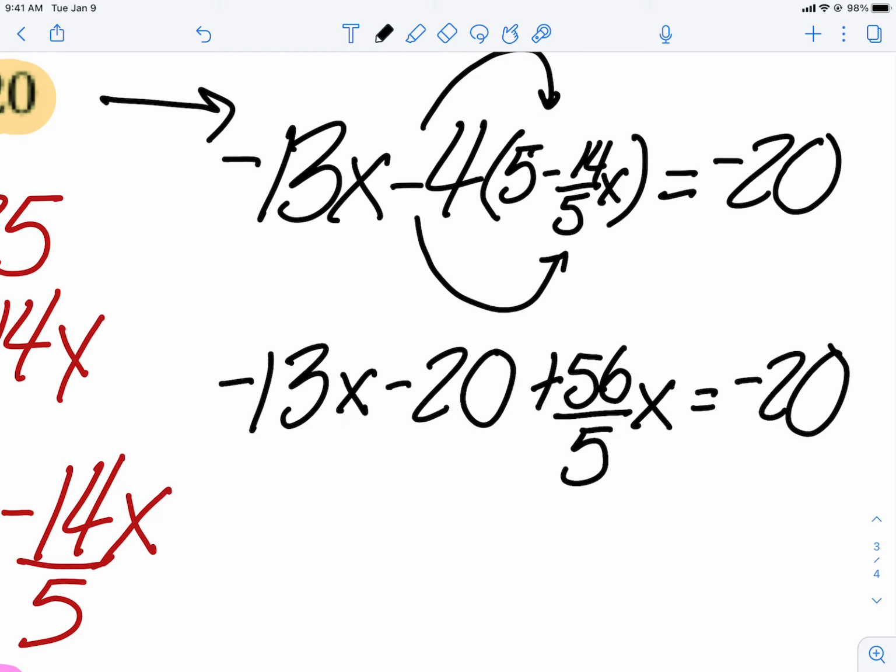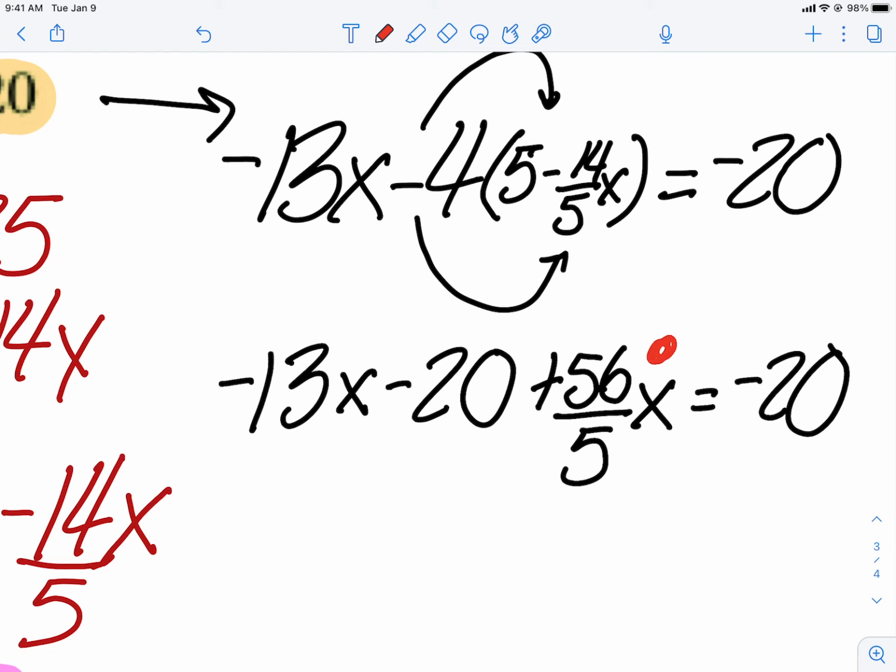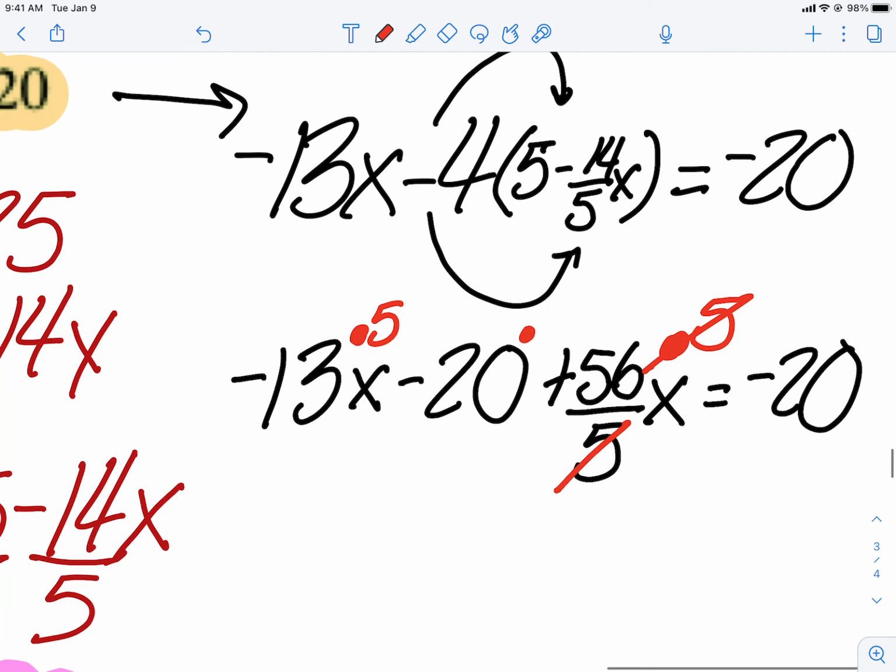Now this fraction right here is killing me, right? So I'm going to get rid of this 5 right there, right? And the opposite of dividing by 5 is multiplying by 5. So I'm going to multiply this by 5 right here. Because look what happens. Boom, boom. Cancel out. But that means I got to multiply everything by 5. I got to multiply this negative 13 times 5. I got to multiply this negative 20 times 5 and this negative 20 by 5 as well.